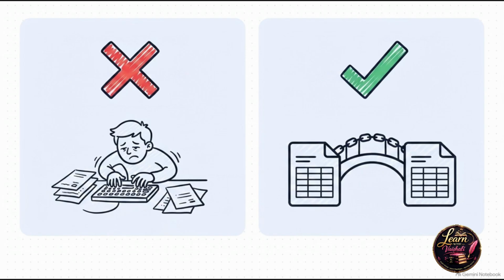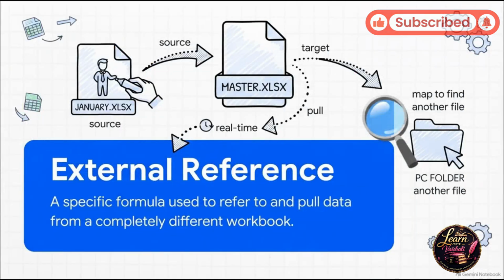By linking workbooks, you automatically connect data across completely different files for seamless, instant updates. This isn't just about saving time, it's about accuracy. This feature is exactly what elevates Excel from being just a basic calculator into a true enterprise-grade data management tool. How do we actually make that connection happen?